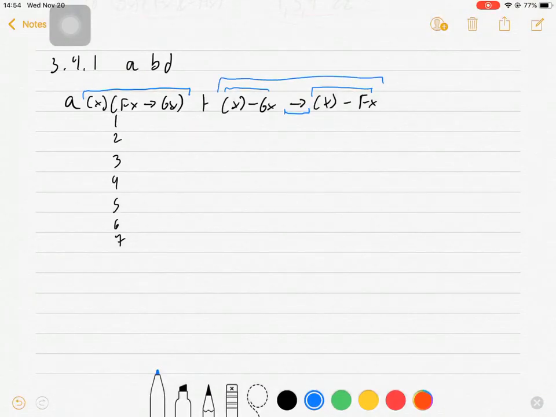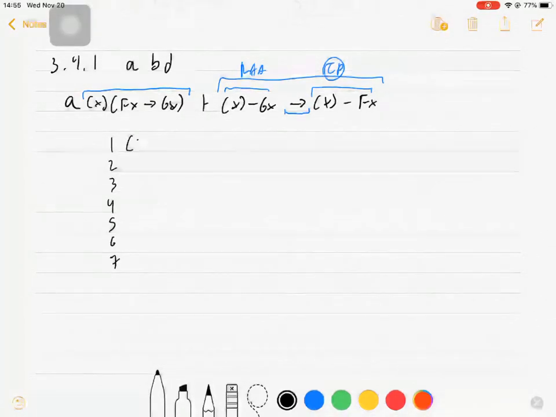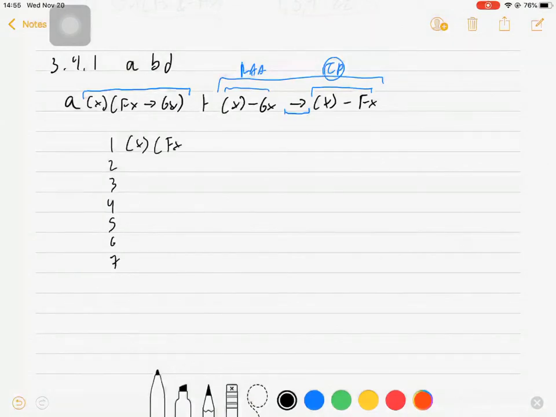So you could do a reductio with this, or you could do a CP. I'm going to do a CP, mostly because it's shorter. So now let's go in and write down our premises, and I'm going to shift everything down a line. We only have one premise, and it is this. So let's go ahead and start a conditional proof.